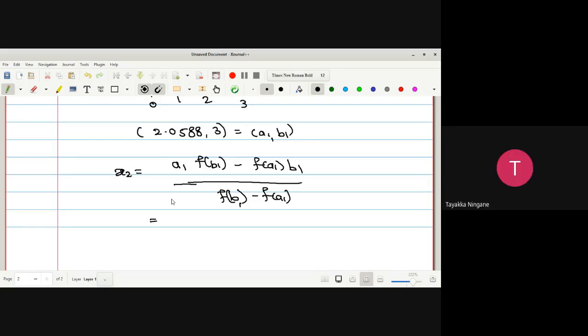X2 is equal to 2.0812. Correct? Right, it is correct. 2.0812. I hope everyone is getting the same answer.